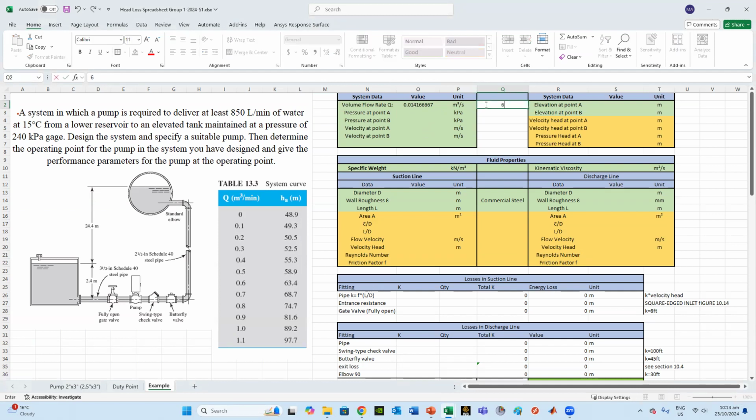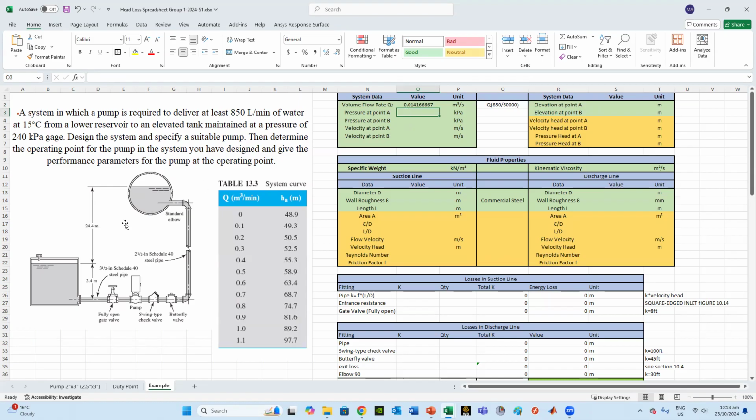850 divided by 60,000. That's the Q. Put the Q in meters cubed per second. So that way you understand where this number is coming from. All right.